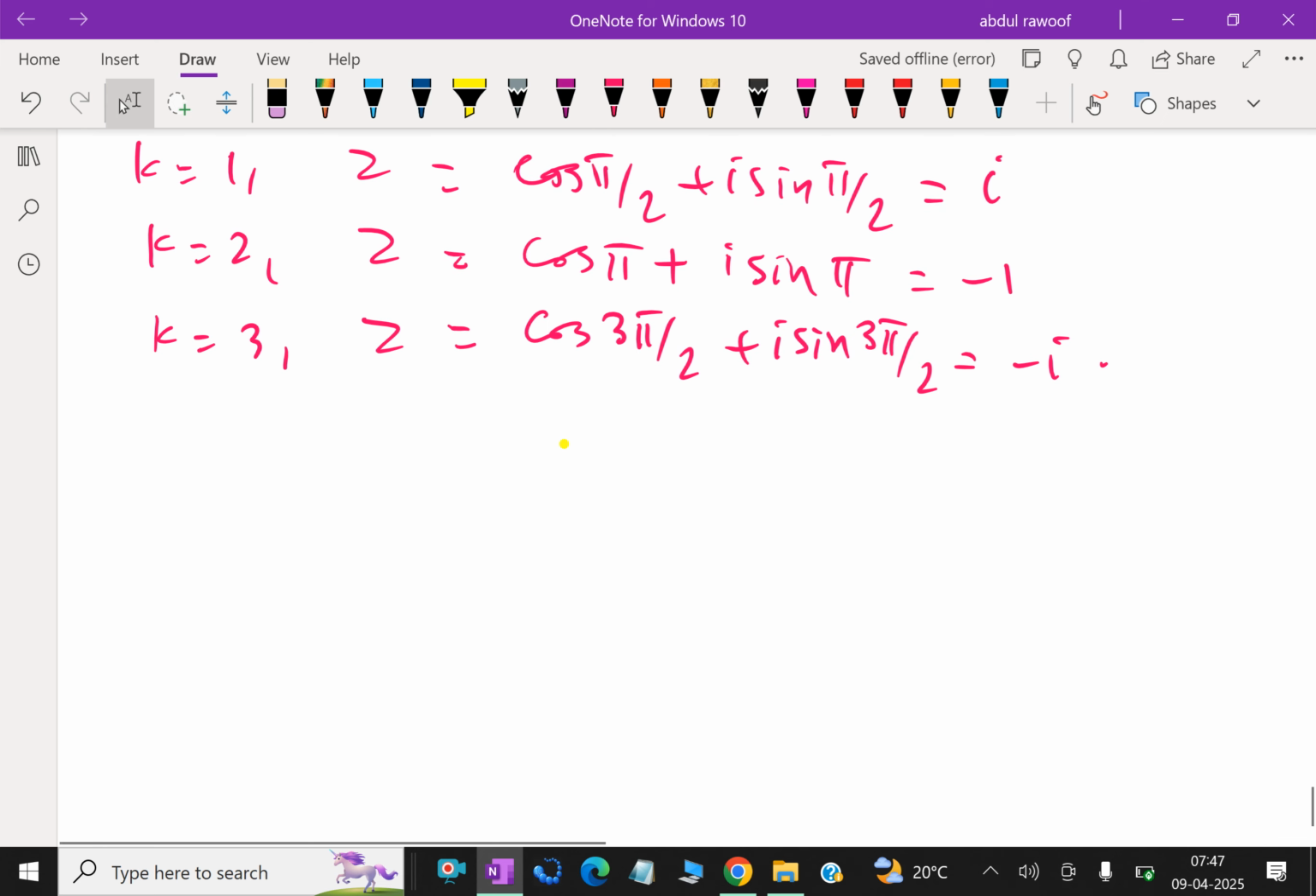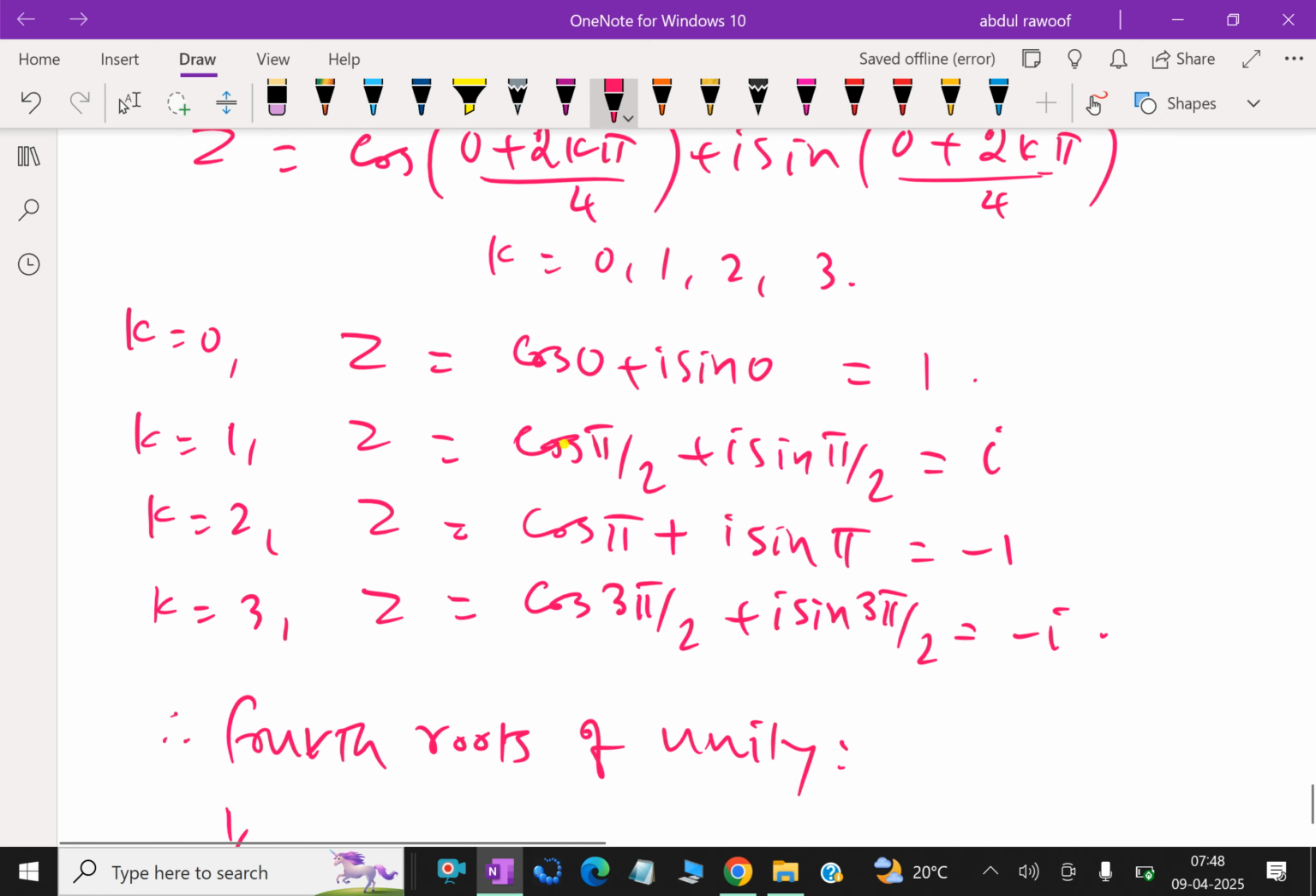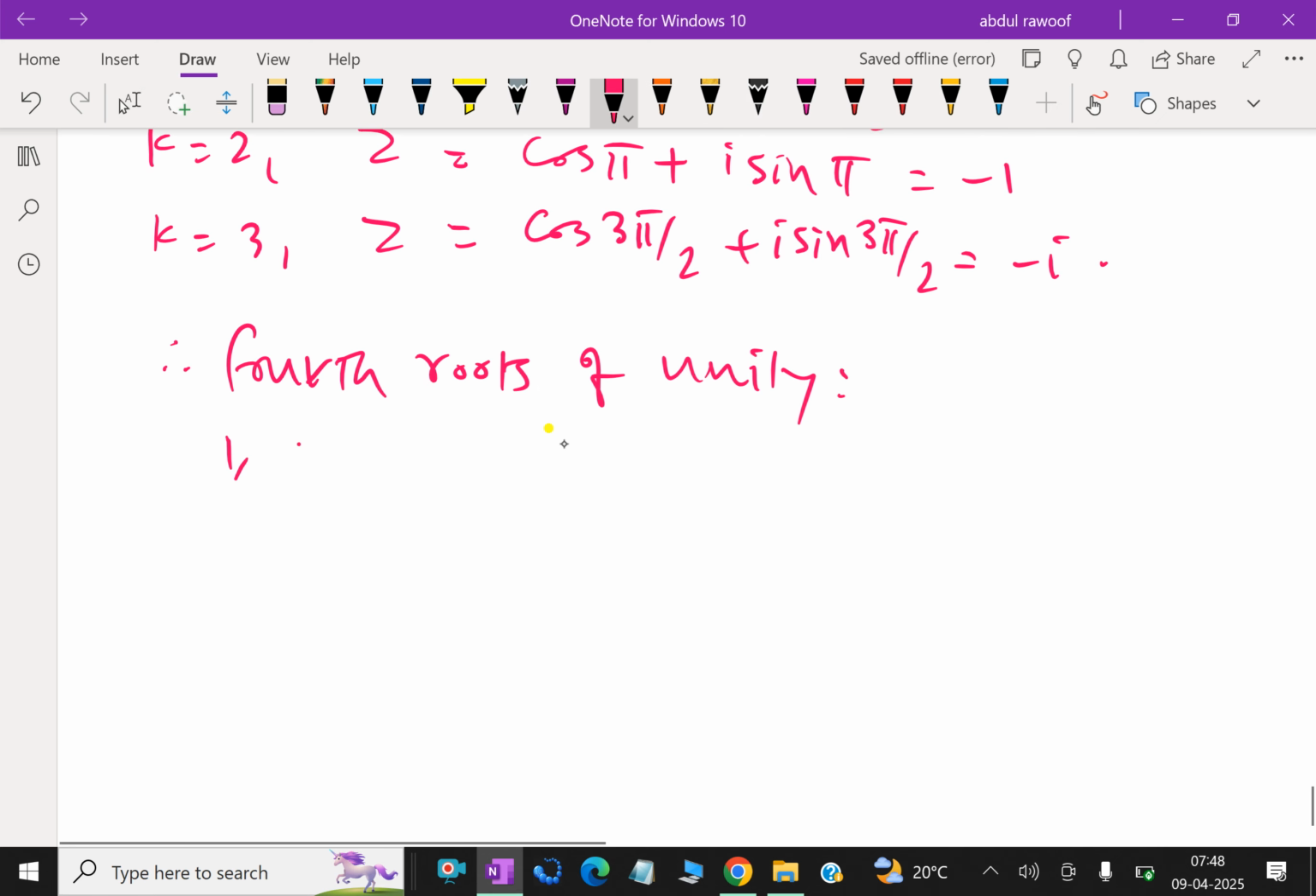Therefore the fourth roots of unity are 1, i, −1 and −i. These are the fourth roots of unity.